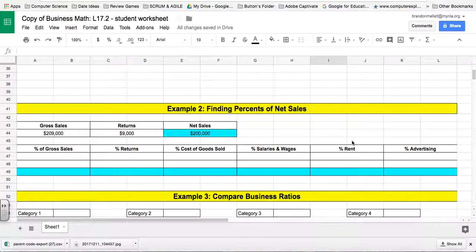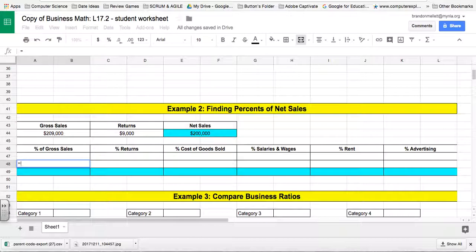In example 2, we're looking to find percents of net sales. So what we have here is our gross sales of 209, we have our returns of 9,000, and then we're able to find the net sales by taking gross sales minus returns to find this amount. Now what we're looking to do is find the individual percents for each of these categories. This one focused more just on expenses.